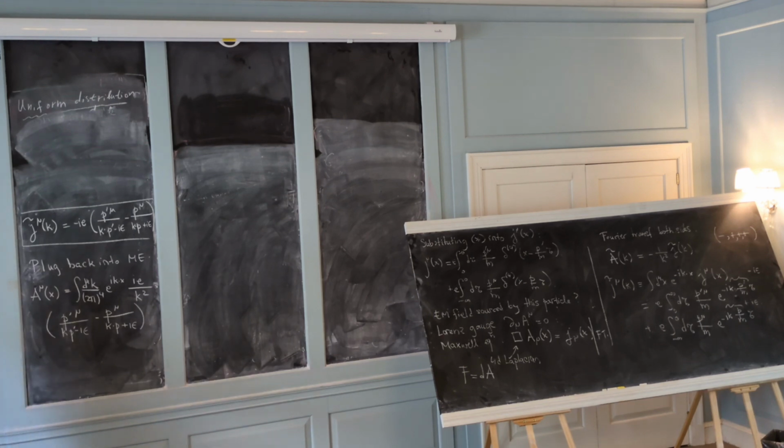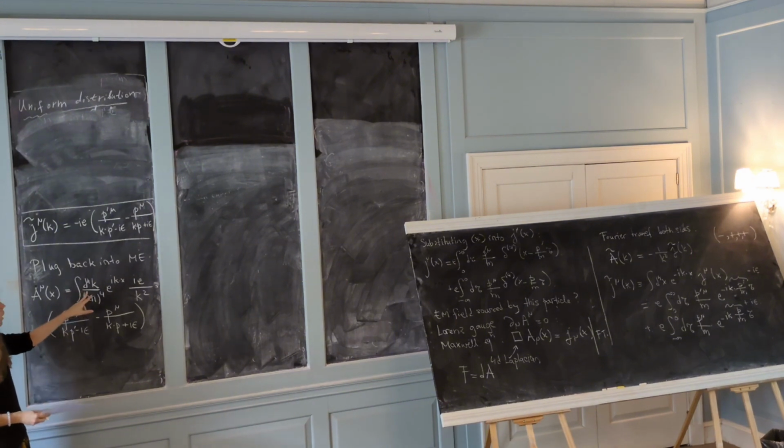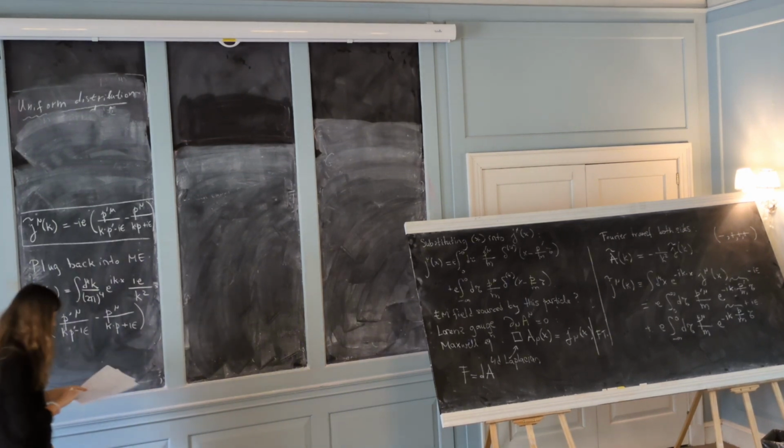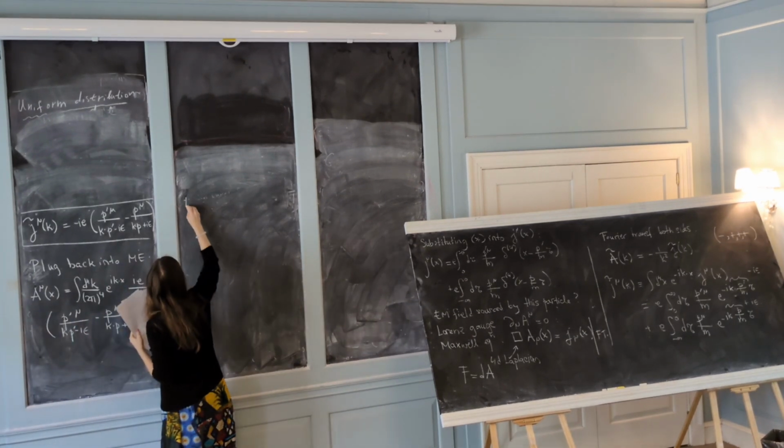When you go from the momentum space version of the propagator to the position space version of the propagator, what we usually do is to first do the integral over k0, and then we do the integral over the spatial components. So we're going to do this now as well.